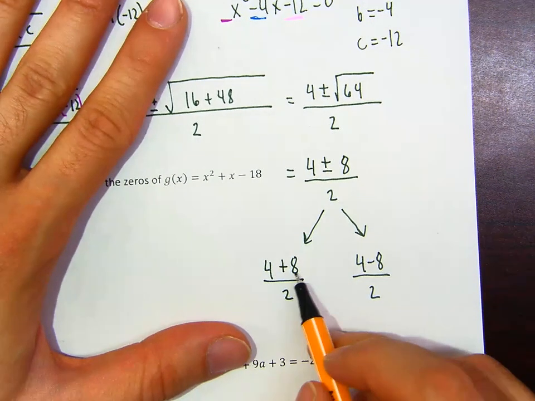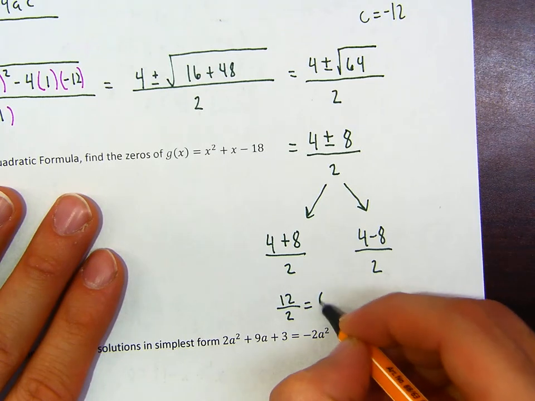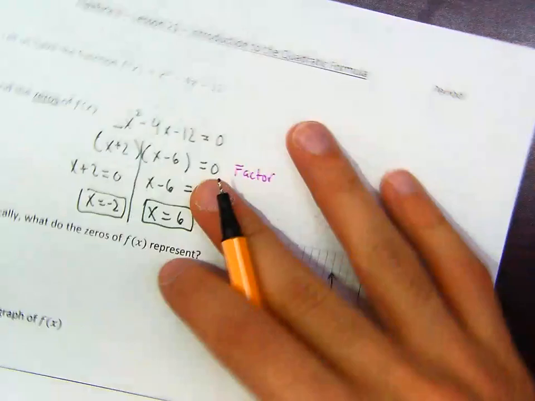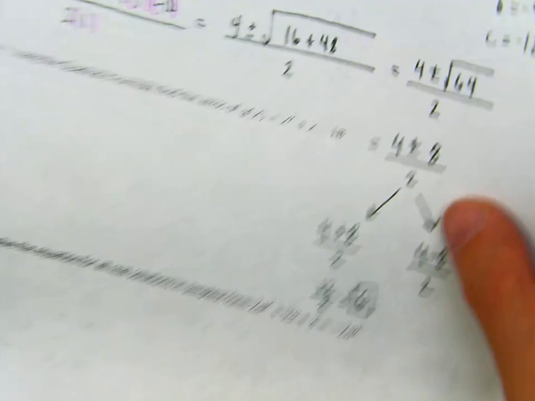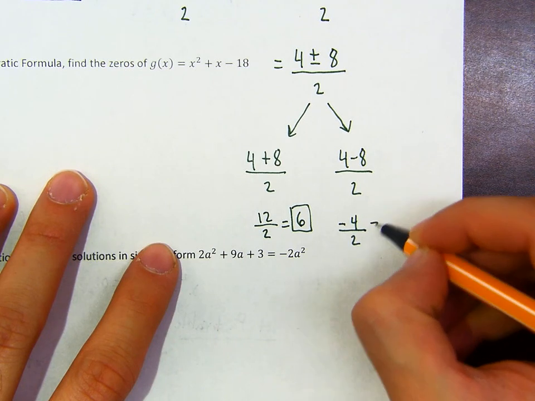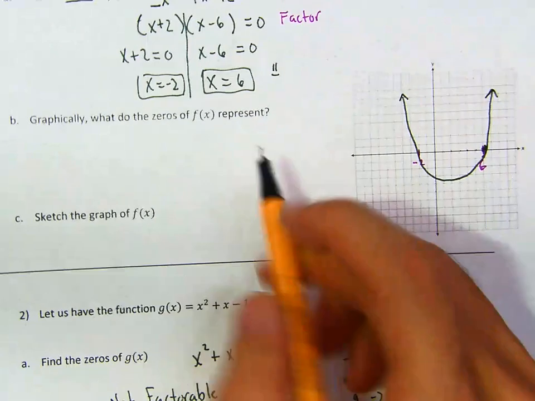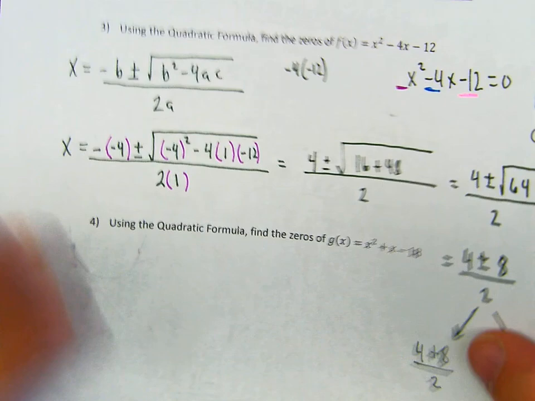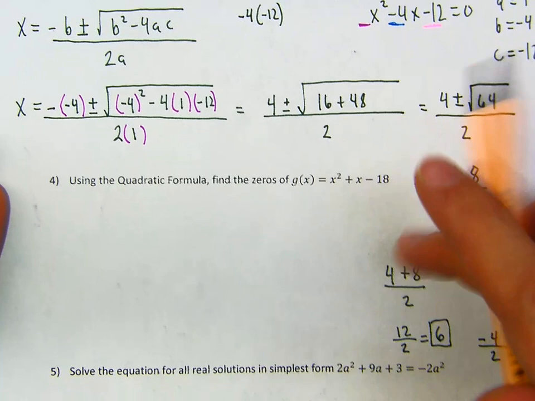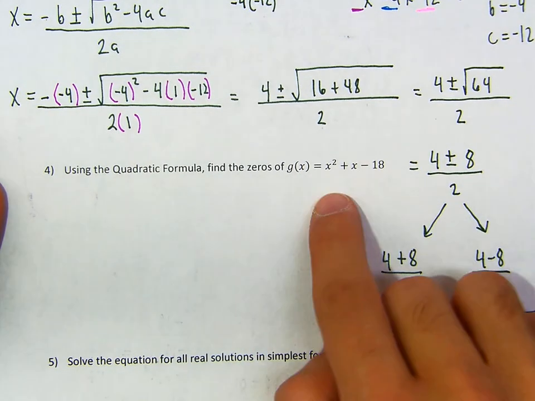Okay, and what is 4 plus 8 divided by 2? That's 12 over 2, and notice that's 6. And then, hey, wasn't one of the answers 6 before over here, right? Okay, and what's the next answer? What's 4 minus 8? That's negative 4. What's negative 4 divided by 2? It's negative 2, and that was the other answer that we got over here. Okay, so the quadratic formula will always work. What I want you to do is try and do the quadratic formula with this one, and I'll show it in the next video. Okay.